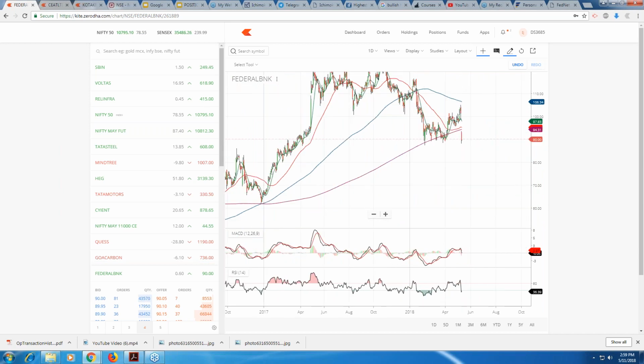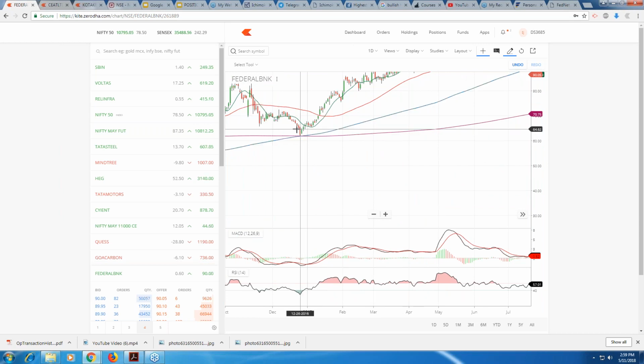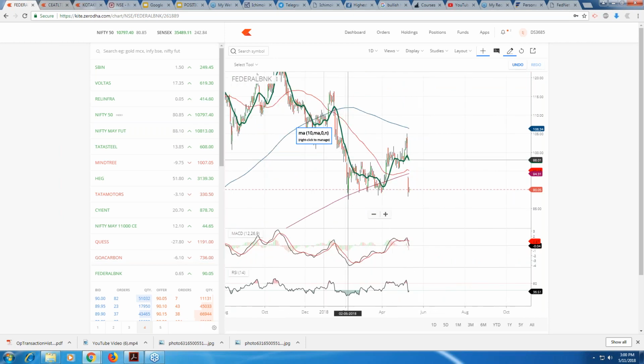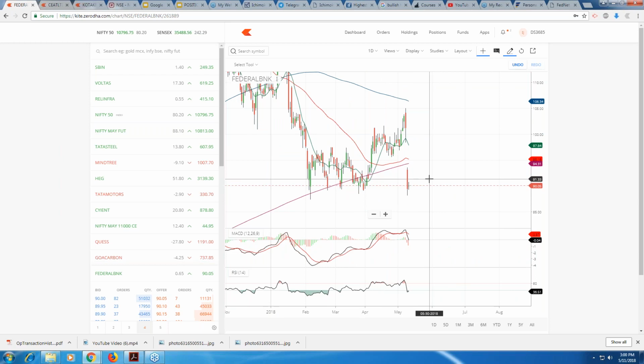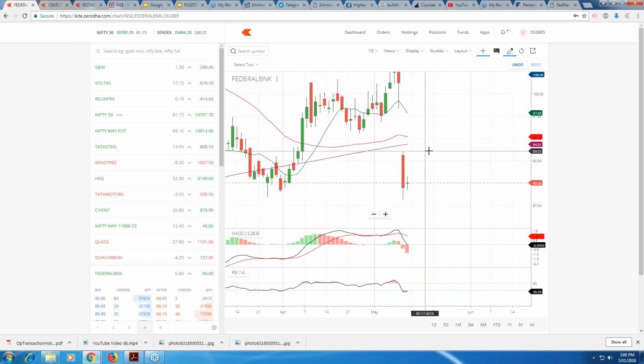Look at it so beautifully. It has taken a support from the 450 moving average and gone up, right? Here also you can see once, twice, thrice, 4 times it has taken support, but this time, which is yesterday, it has broken that support as well, right? So this is my simple setup.